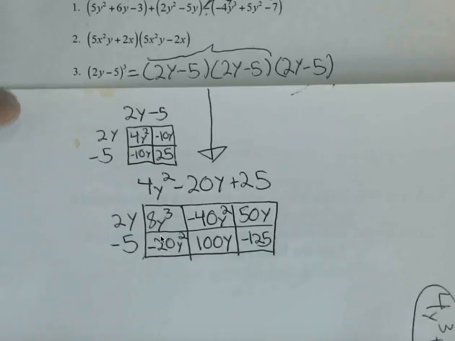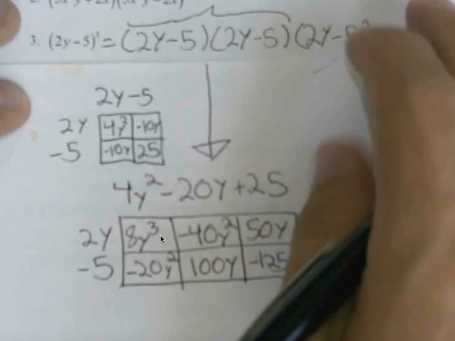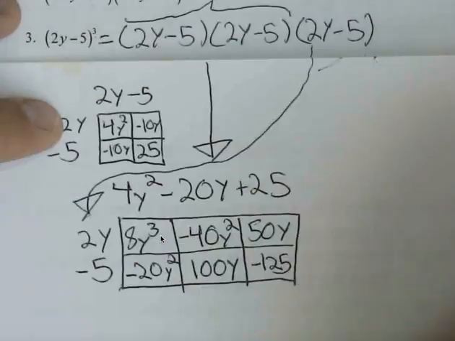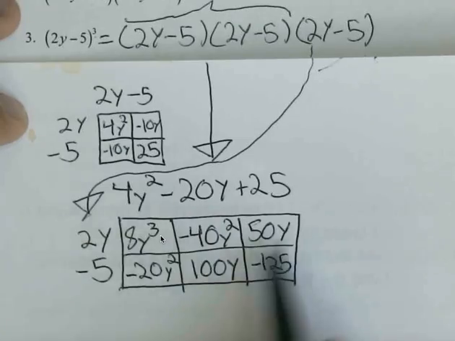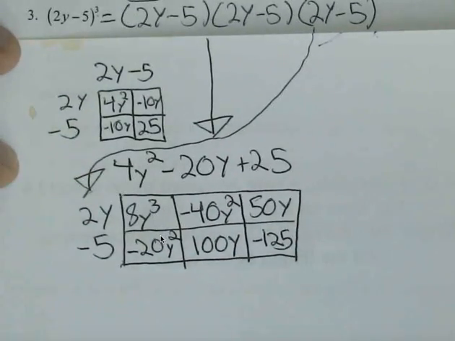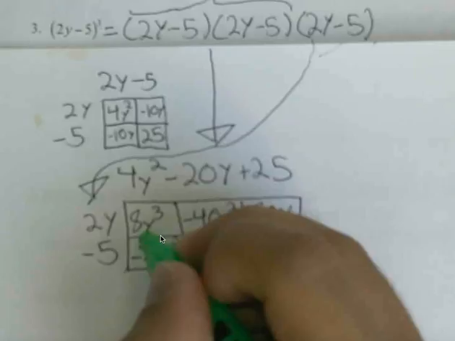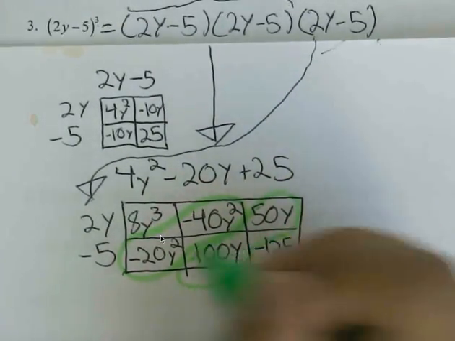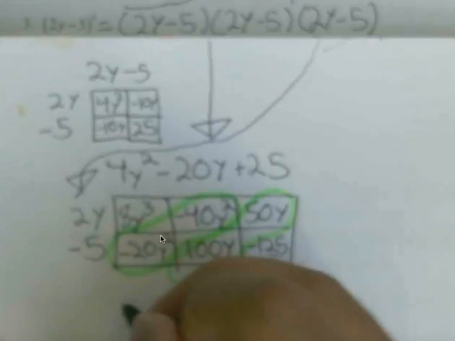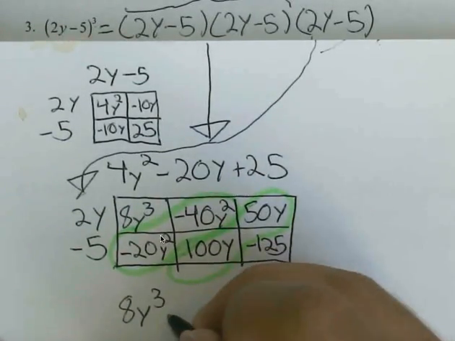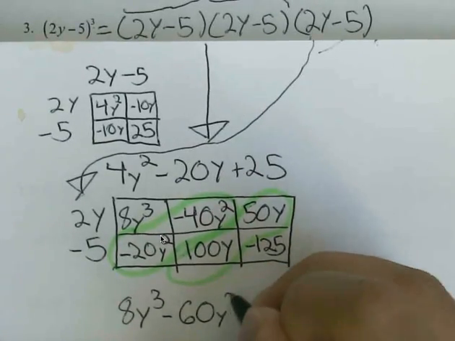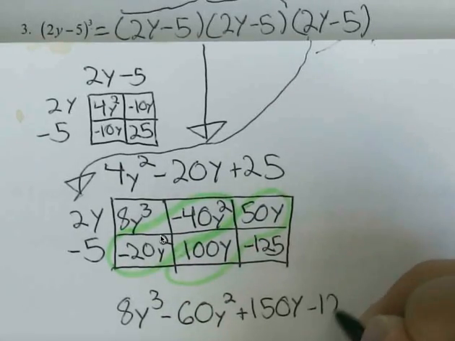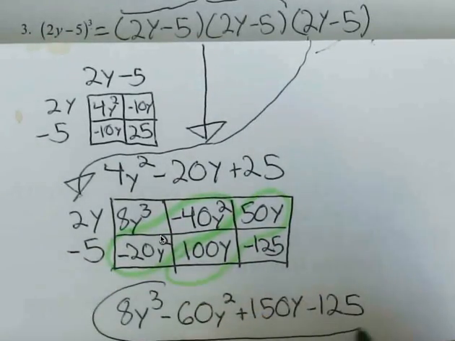And so once you fill in all of the boxes, think, can you combine anything else? Let me just reiterate, this was the third 2y minus 5. Is there anything we can combine from this box here? Hopefully you see that we have y squared terms we can combine, and also y terms we can combine. So from left to right, let's call this 8y cubed, subtracting 60y squared, adding on 150y minus 125. Nothing else we can combine, so we're done.